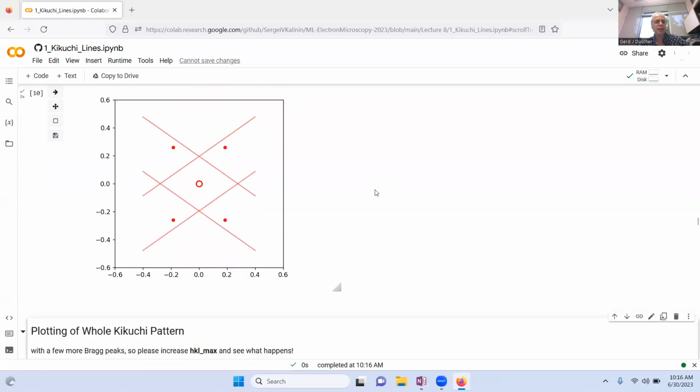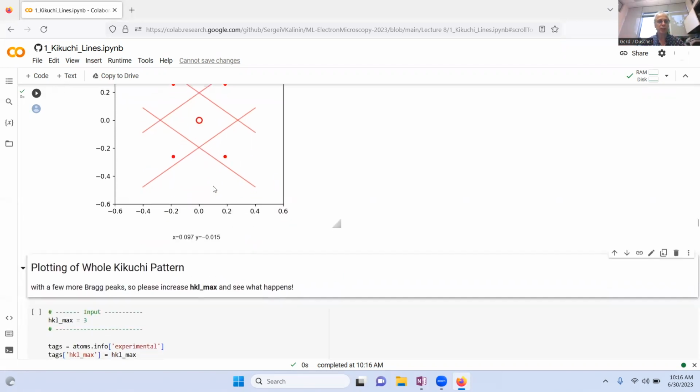And the key thing is that the symmetry of the Kikuchi lines is the same symmetry as we have here for our Bragg peaks. So it's 2 mm in that case, so it's rectangular, or in this case, a parallelogram.